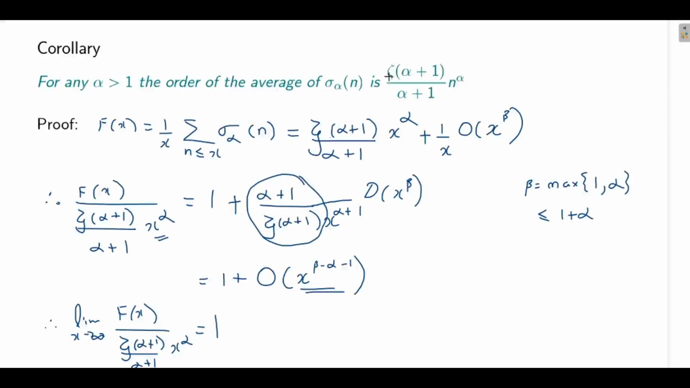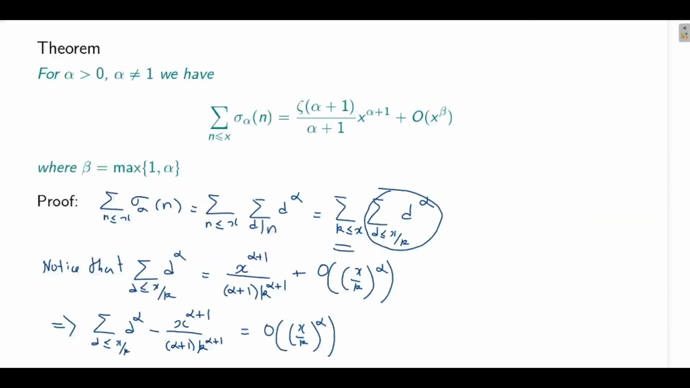And finally now we need to find the average order when alpha is less than 1. We have done for greater than 1, for equal to 1, and for 0. Now we need to see what happens when it is less than 1. So let's see, we will look at when alpha is negative.